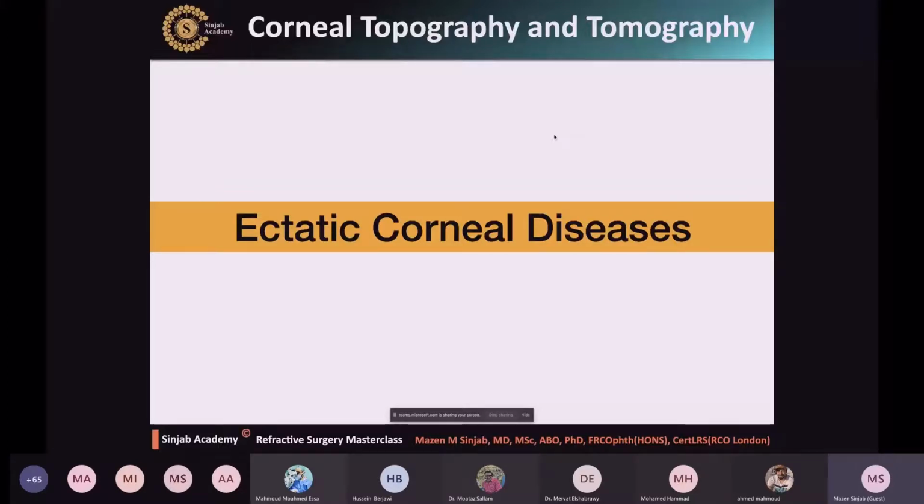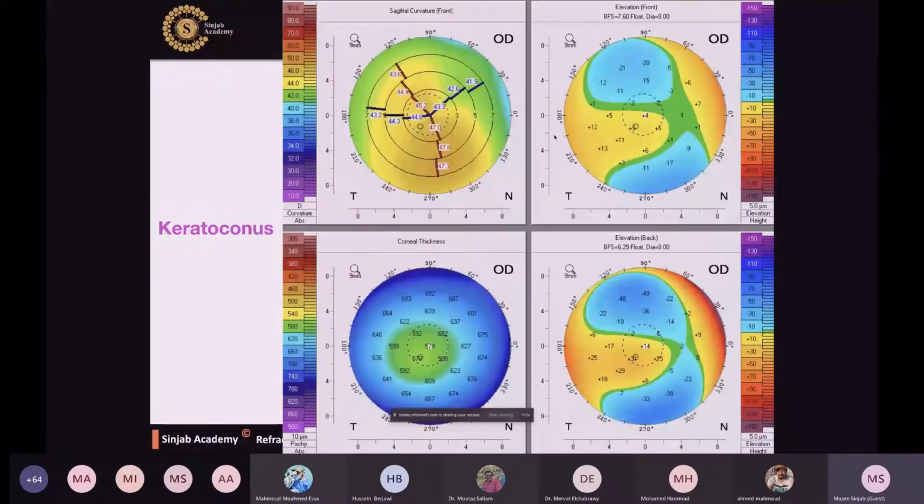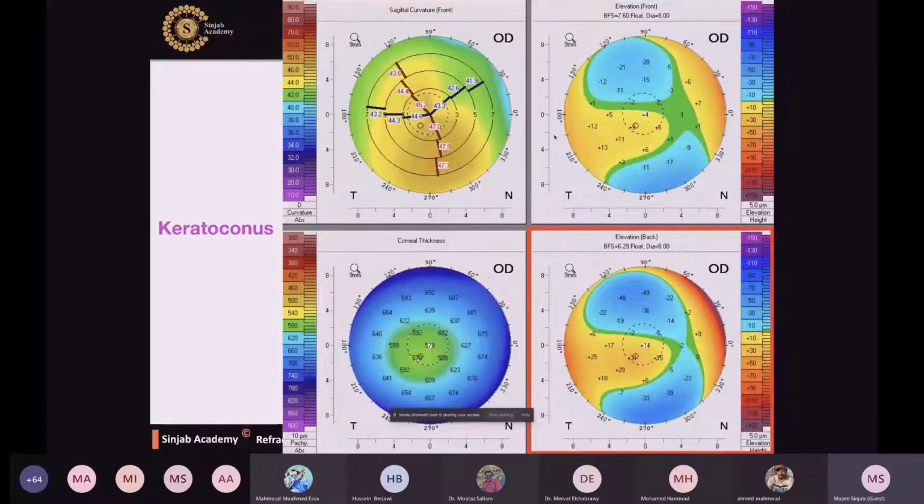Here I go to some highlights about ectatic corneal diseases, how to define ectatic corneal diseases. Just keep it in mind, whenever you find abnormal anterior curvature map and abnormal posterior elevation map, this is keratoconus, all right? And regardless of the thickness map, because in some cases we find thick keratoconus and thin normal cornea.